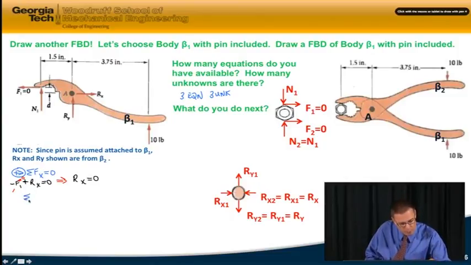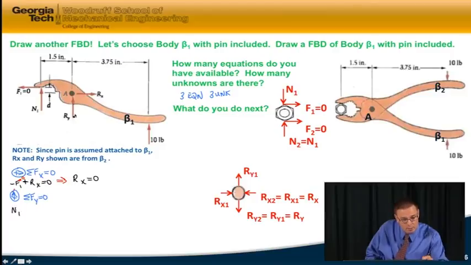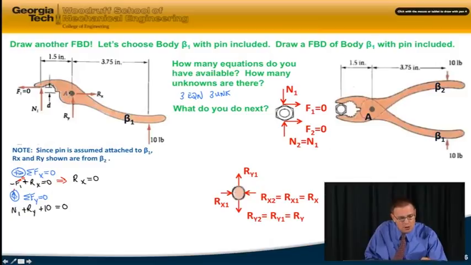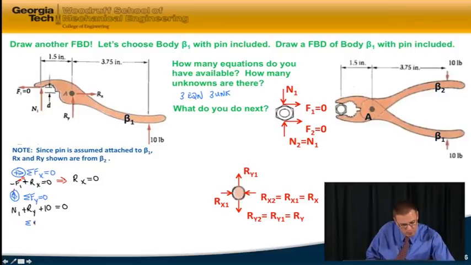We've got sum of the forces in the y direction equals 0. I'll choose up as positive, and I've got N1 plus Ry plus 10 equals 0. That's 2 equations, 2 unknowns. I'm going to need 1 more equation. I'm going to go ahead and sum the moments about point A so I can solve for N1 directly. So I'll sum moments about point A, set it equal to 0.